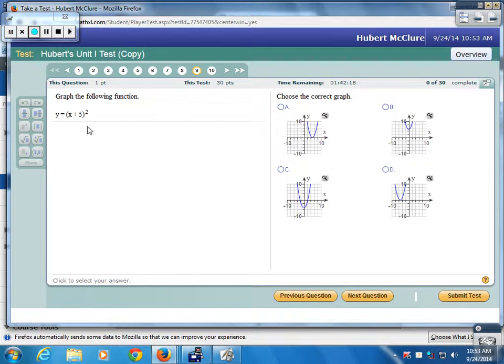Okay. What is this? What kind of parabola is this? Ones that go in the middle. Okay. And what is the horizontal shift? 5 to the left. So which one is it? D.